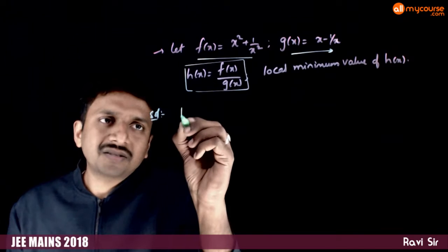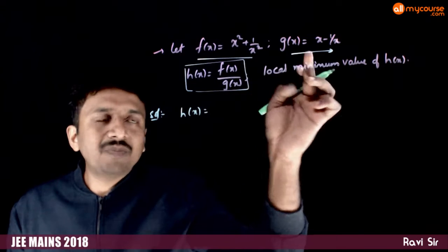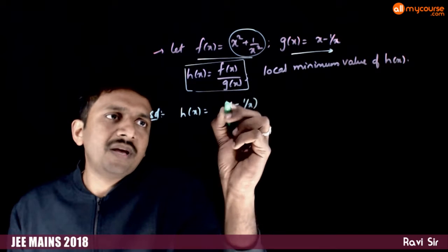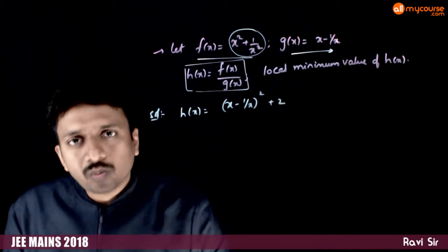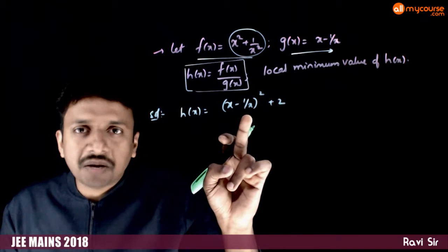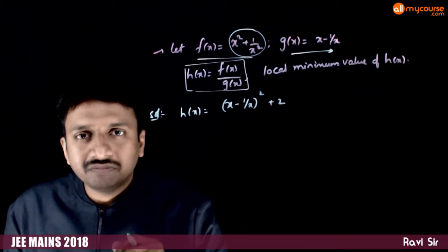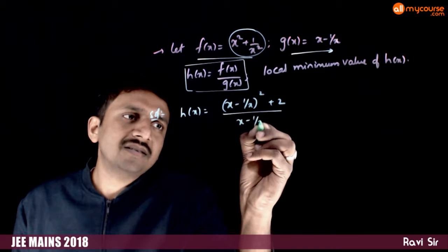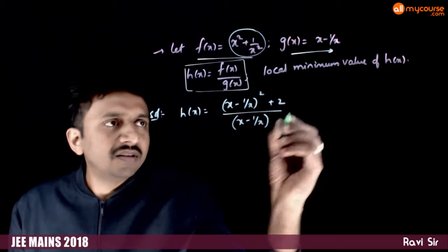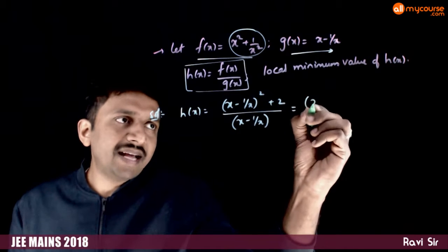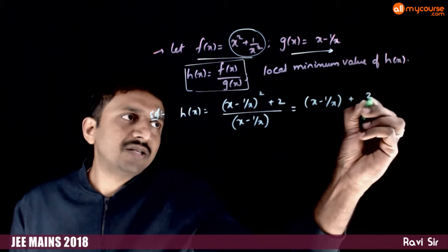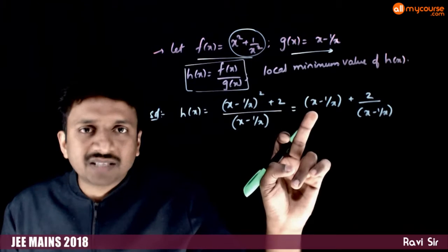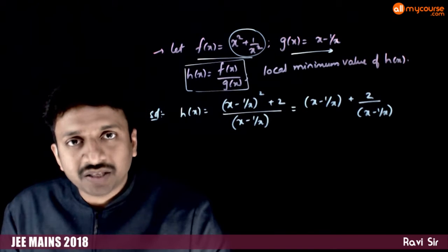So h(x) is nothing but f(x) by g(x). Can I write f(x) as x minus 1 by x whole square plus 2? x square plus 1 by x square minus 2 plus 2. So minus 2 plus 2 gets cancelled, divided by x minus 1 by x. If you separate this, you get x minus 1 by x plus 2 by x minus 1 by x.